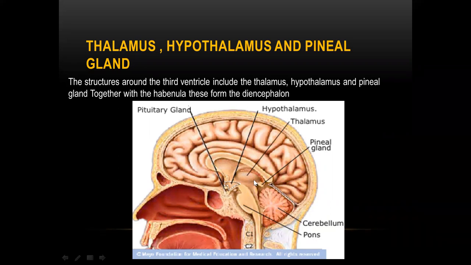This is the third ventricle. In the lateral wall is the thalamus, in the anterior inferior part is the hypothalamus, and in the posterior part is the pineal gland.